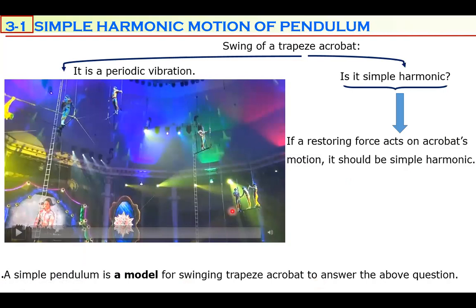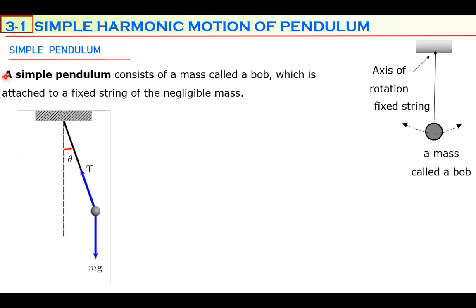So now we will define what a simple pendulum is. A simple pendulum consists of a mass, which is called a bob, attached to a string of negligible mass. This bob is very small, so the mass is not distributed over a very large area. Even air resistance and friction are neglected. So it's called a simple pendulum. As this simple pendulum is swinging back and forth, this is the axis of rotation. About this point, the bob is swinging.